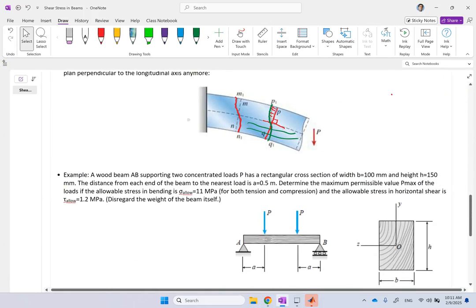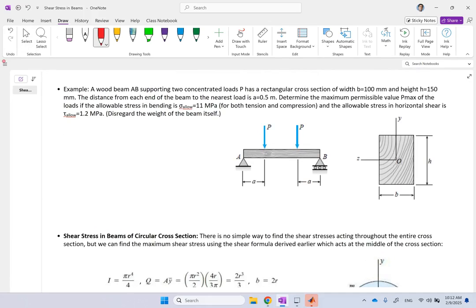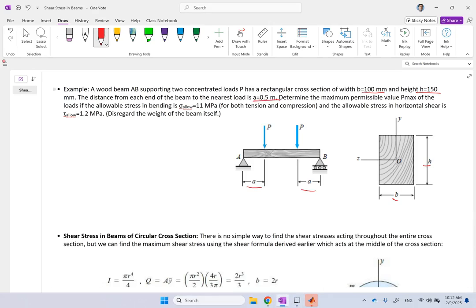So now let's go ahead and look at one problem here before we look at another type of cross section. Here we have a wooden beam with dimensions b and h, where they are 100 and 150 mm, and it's simply supported. There are two concentrated loads here and here, symmetric at distance a, and a is also given to you.